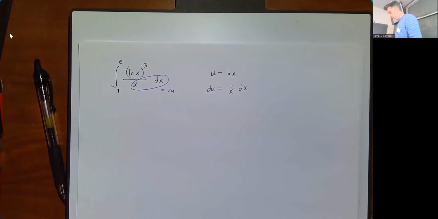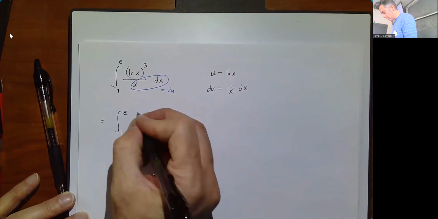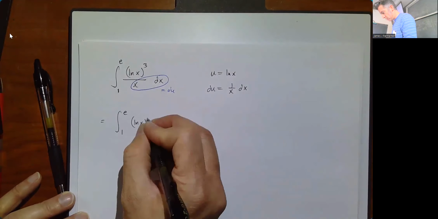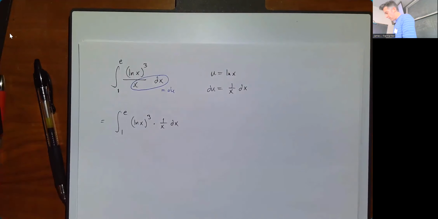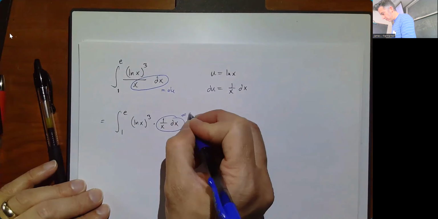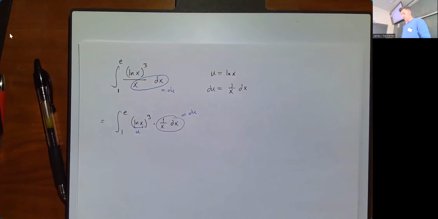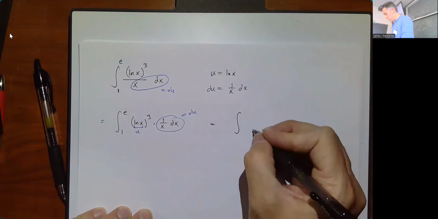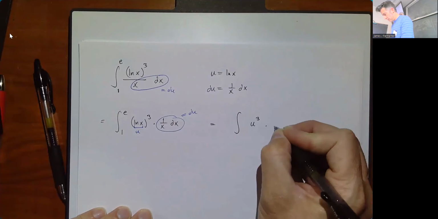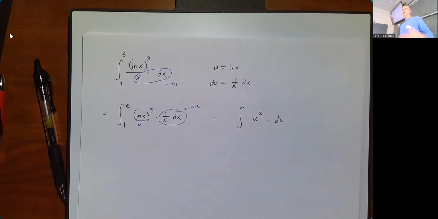But if it's more comfortable, write it out the long way and say this is the integral from 1 to e of the natural log of x cubed times 1 over x dx, to make it more obvious that, oh yeah, that's my du. There's my u. So I can rewrite this integral as the integral of u cubed times du. It couldn't be much better than that for a u sub.